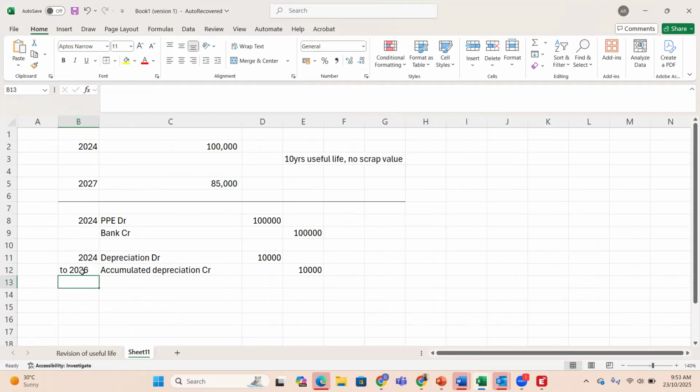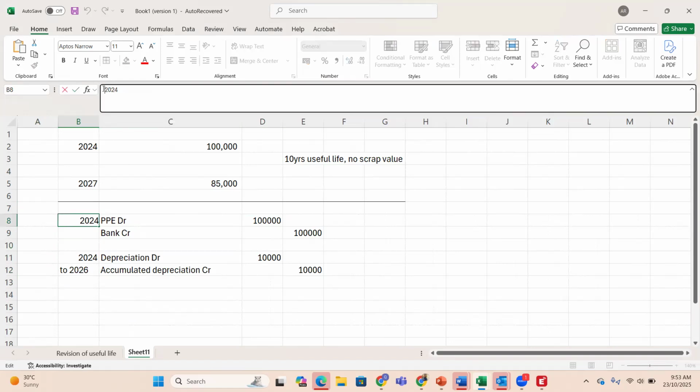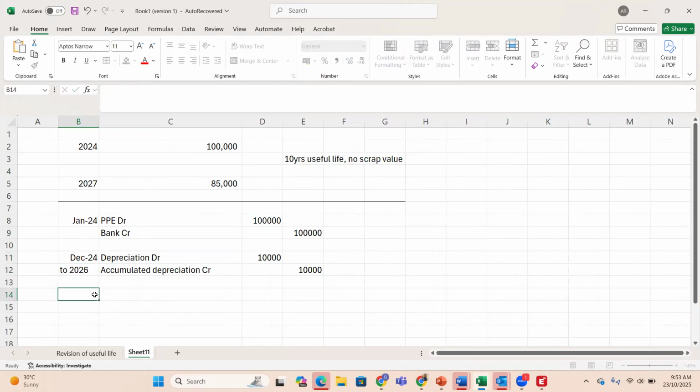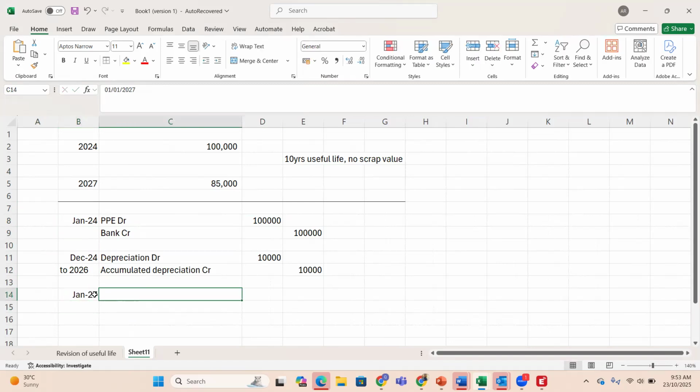Now, what would be the entry for 2027? Let's say that Jan 2024 is when we did this, and from December 2024 to December 2026, we did this. Now it is Jan 2027. What would be the entry? Now I am revaluing it to 85,000.